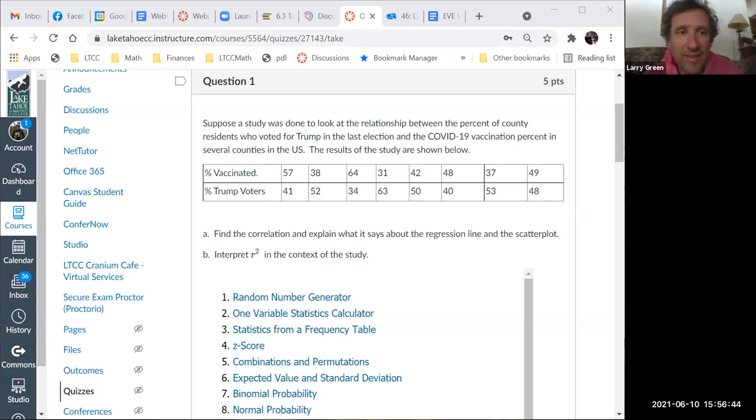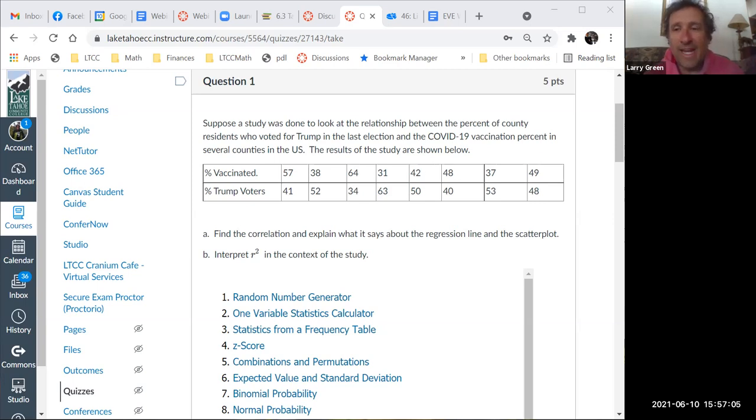So what it says is, suppose a study was done to look at the relationship between the percent of county residents who voted for Trump in the last election and the COVID-19 vaccination percent in several counties in the United States. The results of the study are shown below.